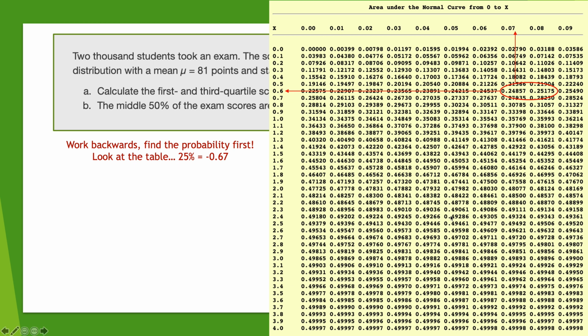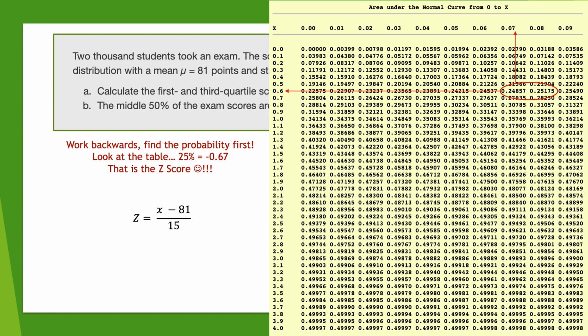So remember, you're finding the 25%. That's the middle stuff of the table. So 25% is between these two on the table, and it's a little closer to the one on the left. So I put those together and I get 0.67, right? 0.6 on the side, 0.07 across the top. I put those together, I get 0.67. Now, keep in mind that this 25% is to the left of the graph, so it has to be a negative 0.67. That's the z-score. The z-score is negative 0.67.